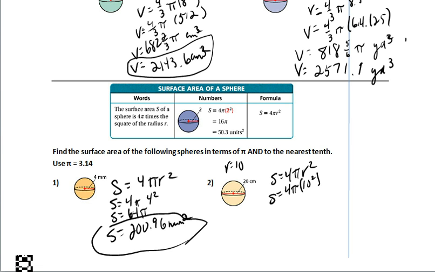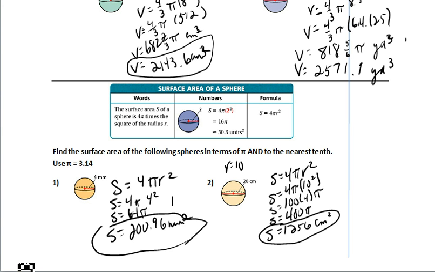First step, always formula. Second step, always plug in. From there, we can compute our answer. Since these are all multiplied together, we can change the order a little bit. So I did 10 squared, I got 100, times 4 times pi. And when I combine like terms, I get 400 times pi. And when I plug 3.14 in for pi, I get 1,256 centimeters squared.